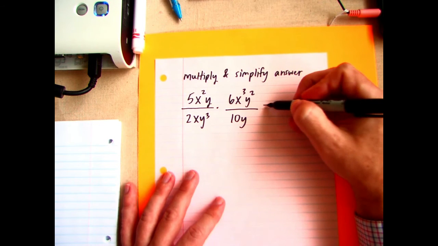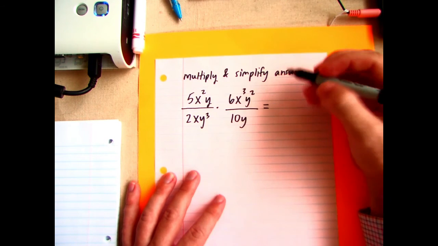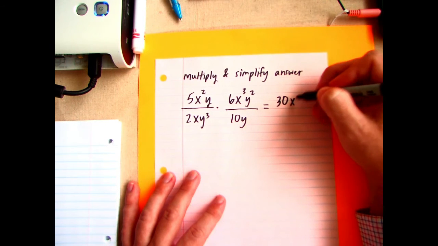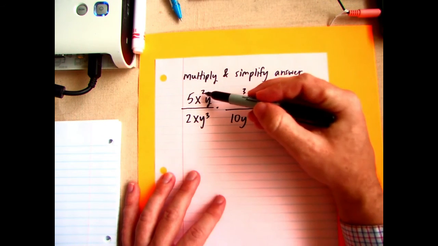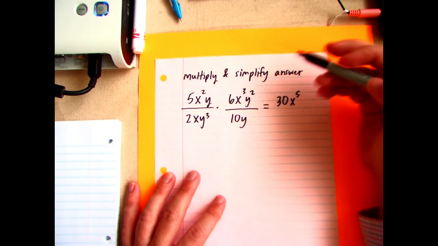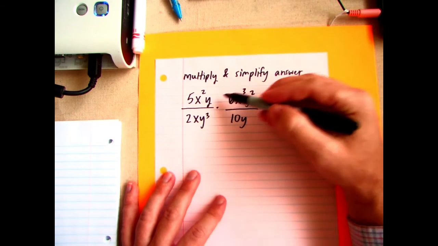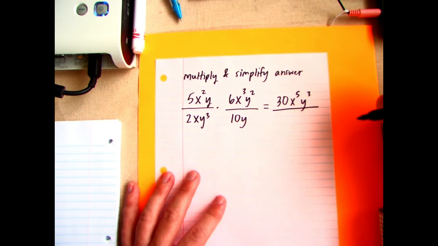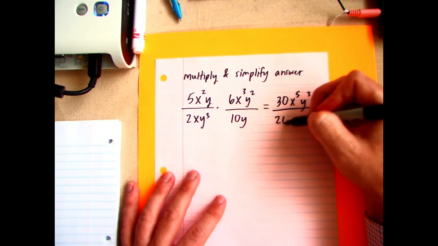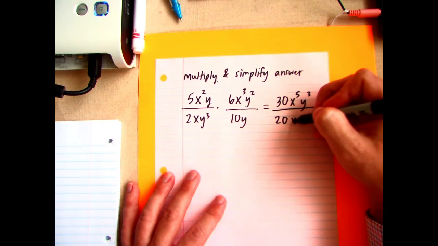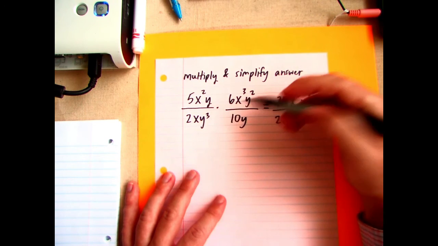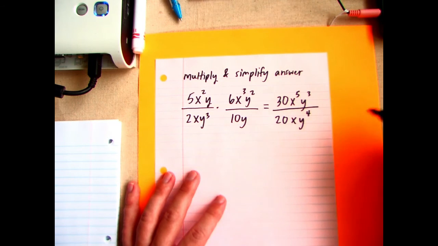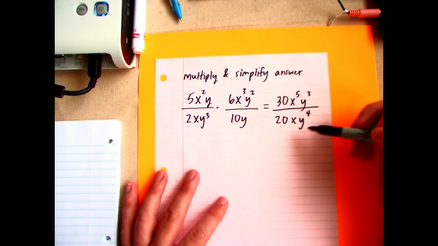So here's another example for you. This one looks familiar. We've done ones like these before using properties of exponents. So if I multiply the numerator across, I get 30 x to the 5th y to the 3rd all over 20 x to the 1st y to the 4th. And again, that was using properties of exponents.